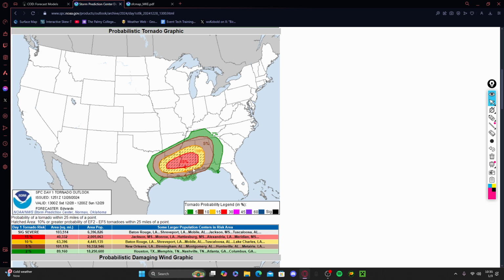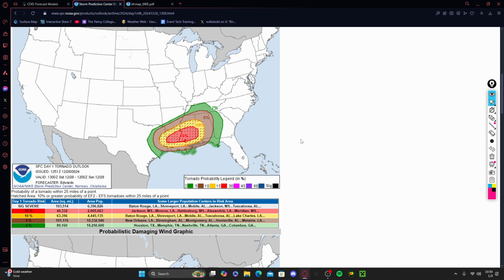The hatched area, which is the black little lines there, is 10% or greater probability of stronger tornadoes. So that's EF2 to EF5 tornadoes. I believe that's over 110 miles per hour of wind speeds, basically. So very strong tornadoes. What that's showing is 10% or greater probability of strong tornadoes in that region. And do remember, these are people making these forecasts, not some computer. This is real hand analysis, and these are some of the best forecasters in the world.